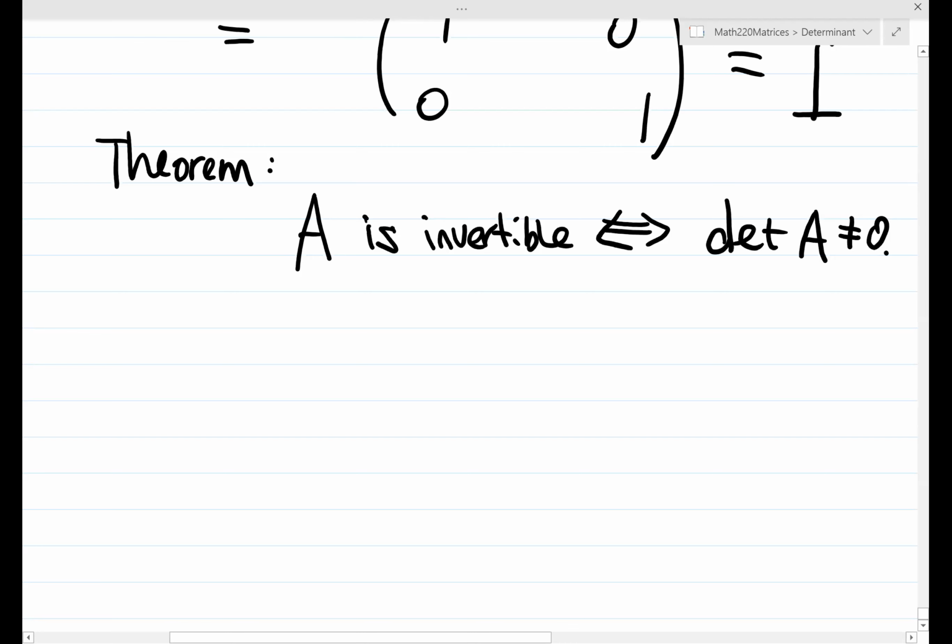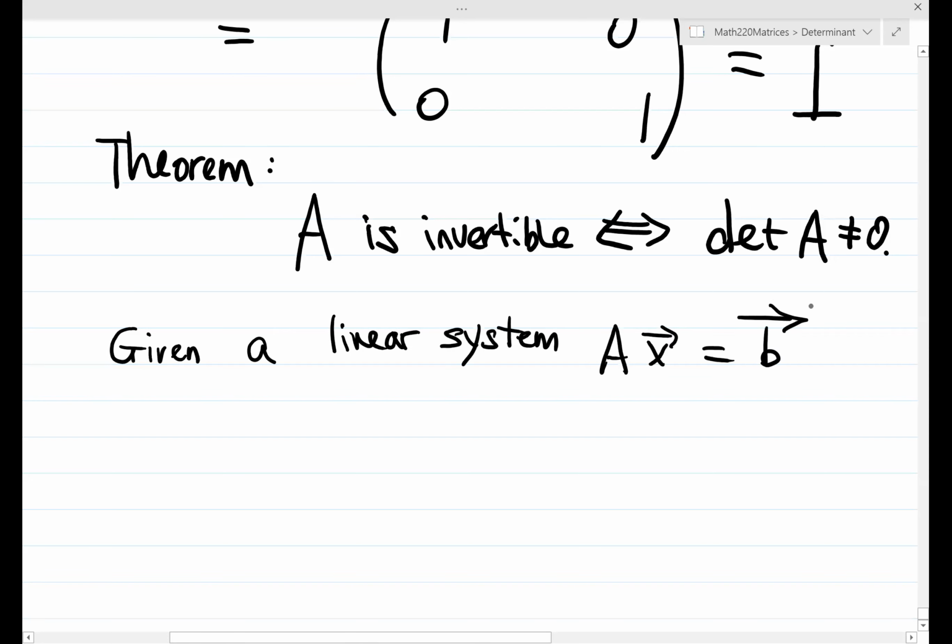Once we have A inverse, we can solve certain linear systems. So suppose we have a linear system such that A inverse exists, i.e. A is invertible. Given a linear system, now we have A inverse by Cramer's rule, so we can use Cramer's rule to solve the linear system A times X equals the vector B. Here X and B are column vectors, where we assume A is invertible.